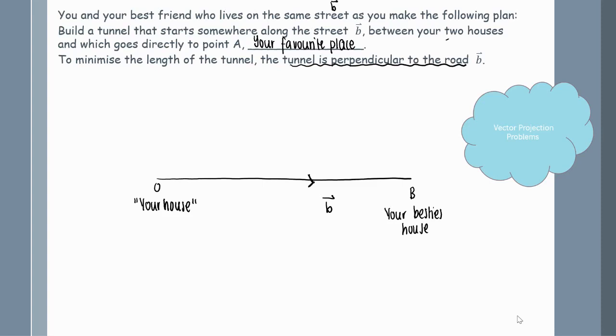So as you can see, I've started with my road, and this is vector B. It's in the direction of your house to your best friend's house. Then I know normally to get from O to A, I usually could take possibly this path OA. But remember, we want to build our tunnel that's perpendicular to B and goes directly to A.